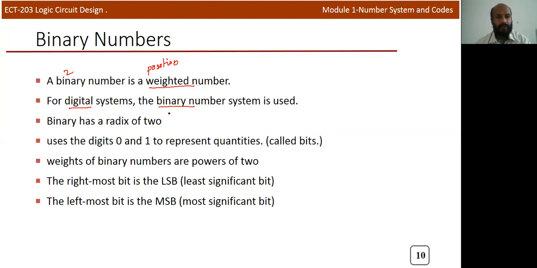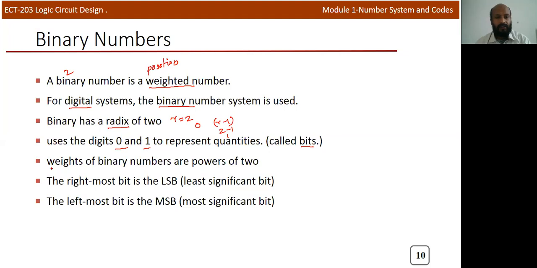Again, when you discuss the radix, for the binary number system the radix r is equal to 2. If r is equal to 2, it uses two different symbols, 0 and 1, or in other words 0 to r minus 1, and r minus 1 is 2 minus 1, so 0 to 1. 0 and 1 are the symbols used in the binary number system. These symbols are also called bits.